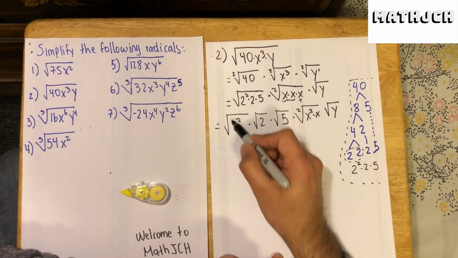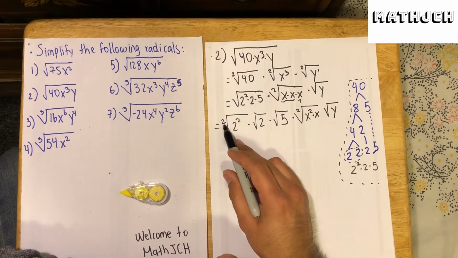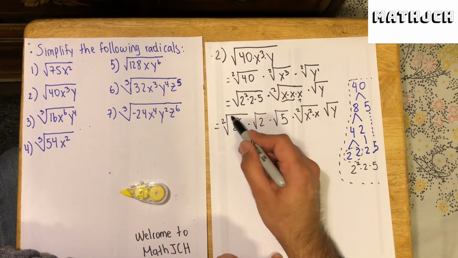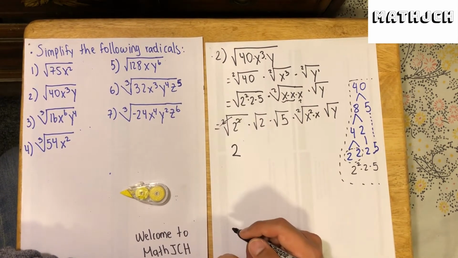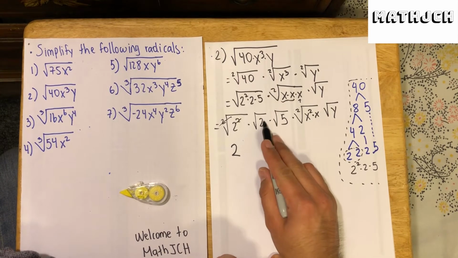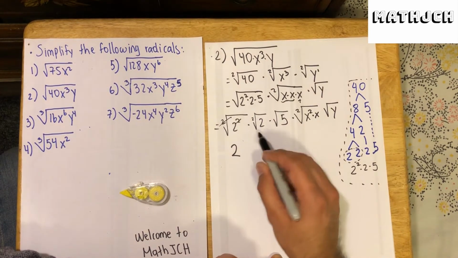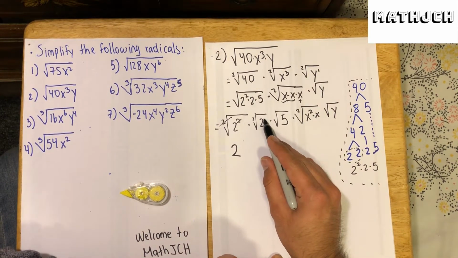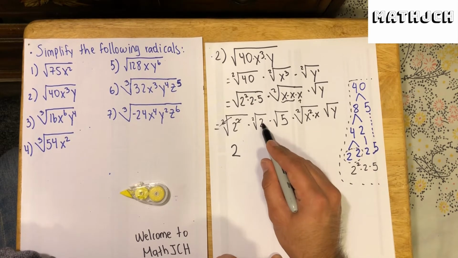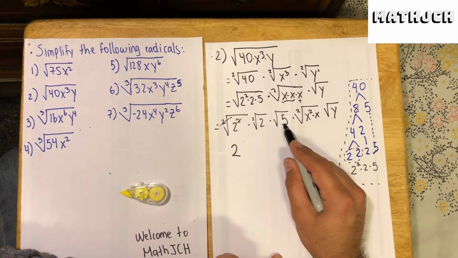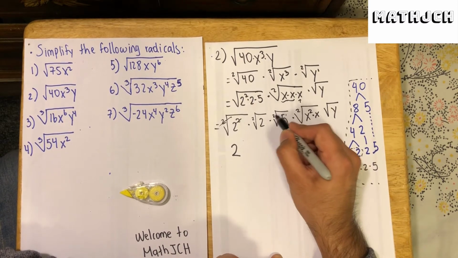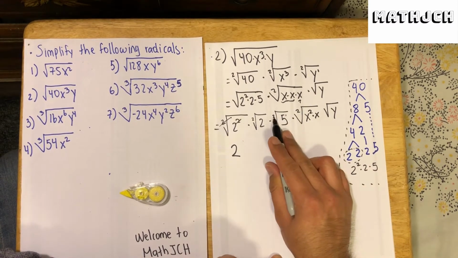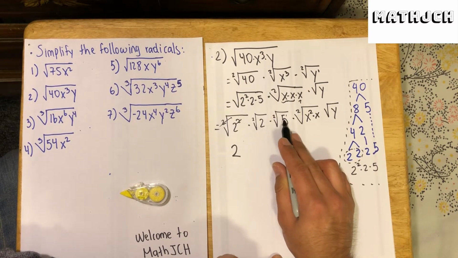Now notice, my index is 2 here, automatically. The power 2 will cancel here, so I'm left with 2, right? Now, this 2 has power 1. My index is 2, so it cannot cancel. So this one will remain inside the root. The same thing happens for 5. The power of 5 is 1, my index is 2, so the power is less than 2. So that one will remain inside.